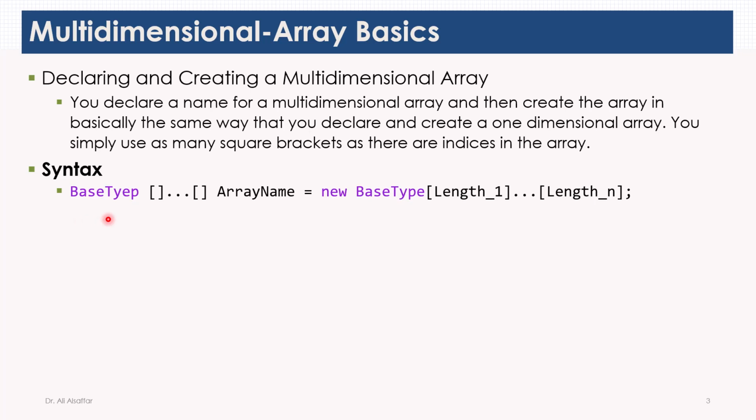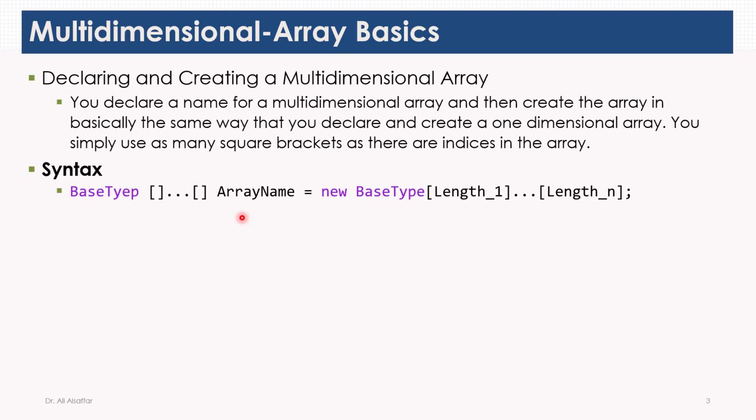You put the base type, maybe primitive data types like int, double, float, char, or a class-based type like a string or a user-defined class. And then you put the square brackets according to the dimension. If you have one, you just put one square bracket. If it is two, two square brackets. And for more, you just put as many square brackets as you want for the dimensions.